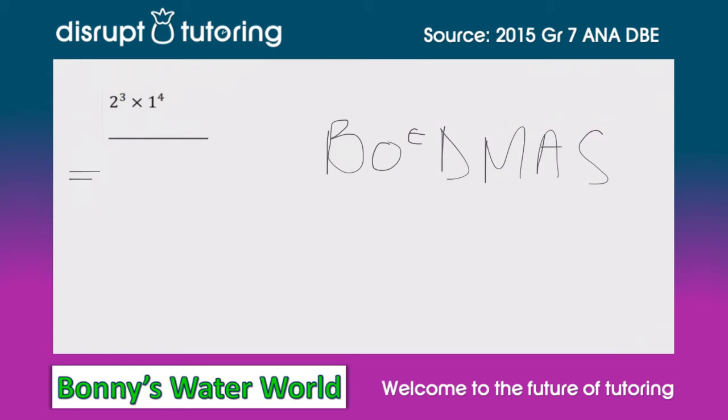So 2 cubed. What does cubed mean? 2 cubed means 2 times 2 times 2. Okay, so I'm going to write that out. 2 times 2 times 2. And then I'm going to times that by 1 to the 4.